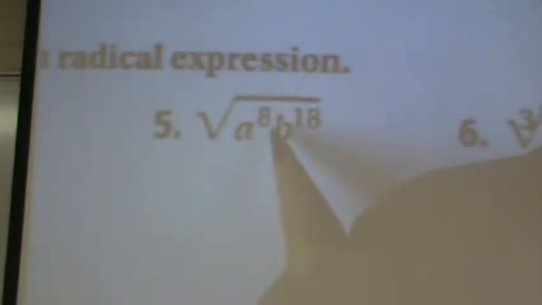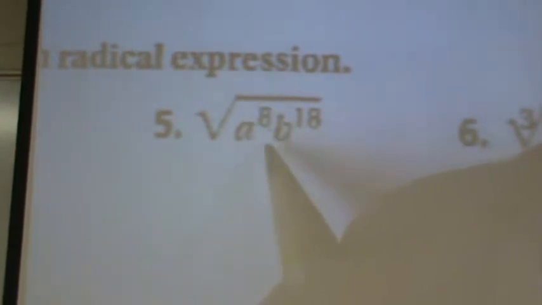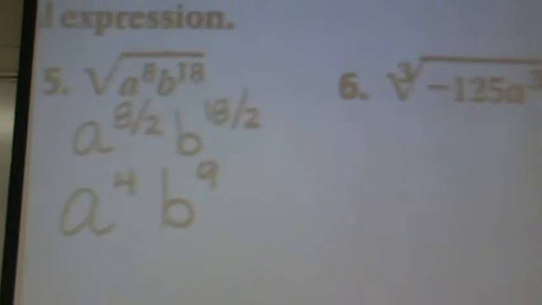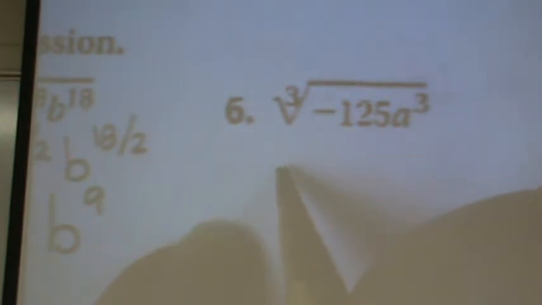You've got 8 and 18, so you could do this as 8 over 2. Why am I putting a 2 here? Because it's an index of 2. So it's a to the 4th and b to the 9th. 18 over 2 is 9. And this one, you've got, this is going to be negative 5a.